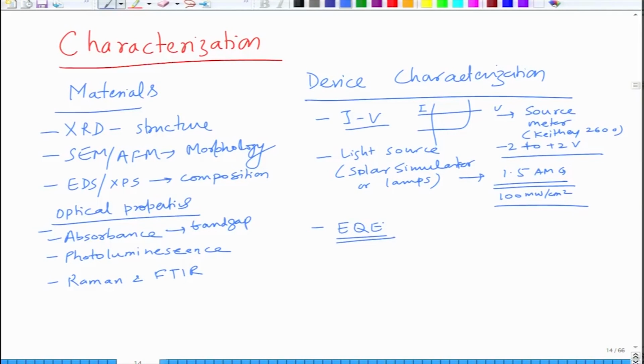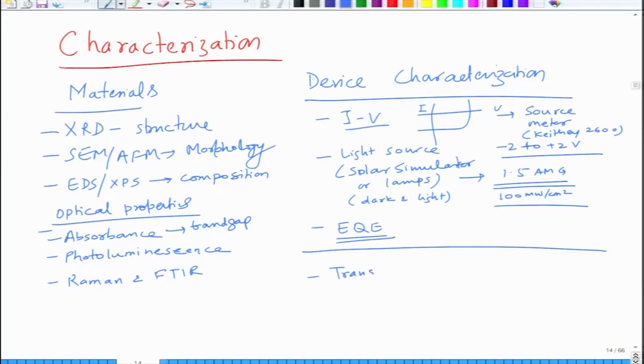These are specialized systems which one can buy or one can fabricate if you have sufficient expertise. And of course IV measurement one needs to conduct in both dark and light conditions, and then look at the diode behavior, what kind of current you get, what kind of voltage you get, what kind of fill factor you get, and so on. External quantum efficiency measurement is important to look at the quantum efficiency: what is the quantum efficiency at high wavelengths, at low wavelengths, and in the middle wavelengths.